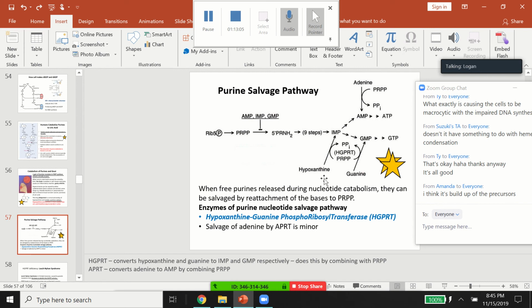So when free purines are released, they can be salvaged by reattachment of the bases to PRPP. How do you do that? You use HGPRT, the main enzyme needed for this to occur. You also have salvage of adenine by APRT, which isn't mentioned as much, but HGPRT is huge. That is very high yield, which is why I put two stars on it, and it's responsible for the purine salvage pathway.